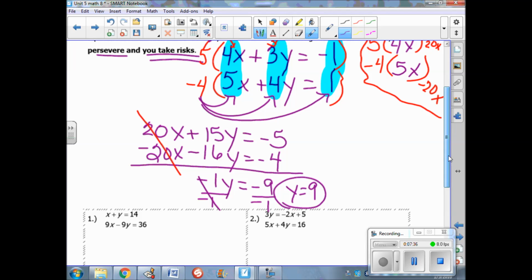Plug that 9 back into one of the originals. You've got to go way back up to one of the originals. I'm going to just choose the first original: 4x plus, remember I found y, so 3 times 9 equals negative 1. Now solve your equation. Plus 27 equals negative 1. We're just solving for x.